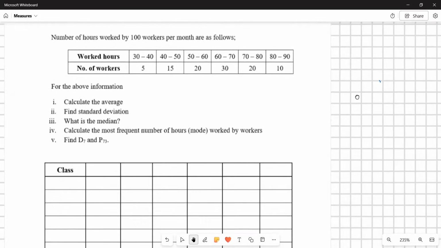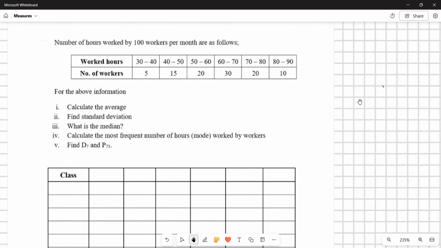Right. We'll move to the problem quickly. The number of hours worked by 100 workers per month are as follows: worked hours and number of workers. The worked hours are provided in ranges like this. This kind of table we define as a frequency distribution.